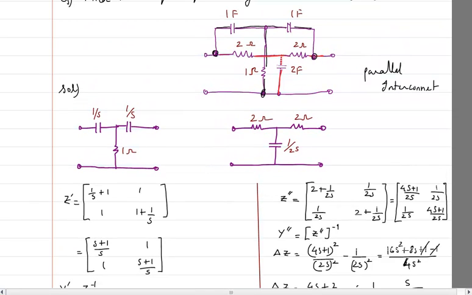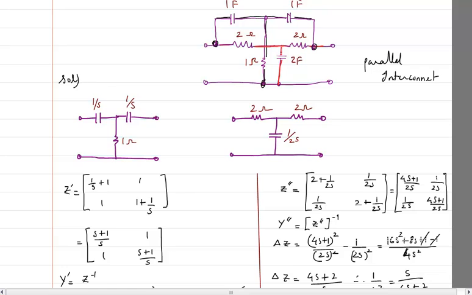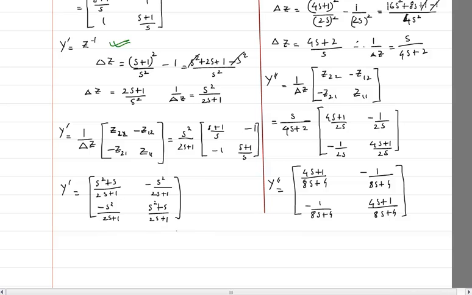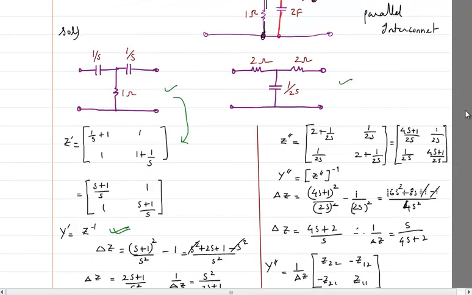See, I have used the shortcut here. First shortcut was to split them up as two parallel networks and then take this as one of the T networks, this as the second T network. From T network directly we can find out what is the Z parameter, and then using the second shortcut. What is the second shortcut? The second shortcut is from Z finding out Y parameter. And by simply using the shortcut I have got the answer for the first network as this one. For the second network I have got the answer as this one.